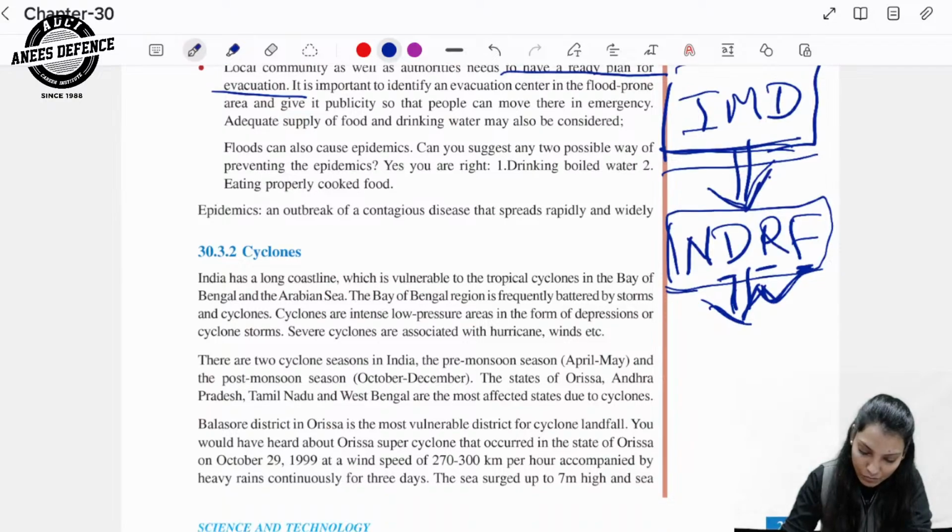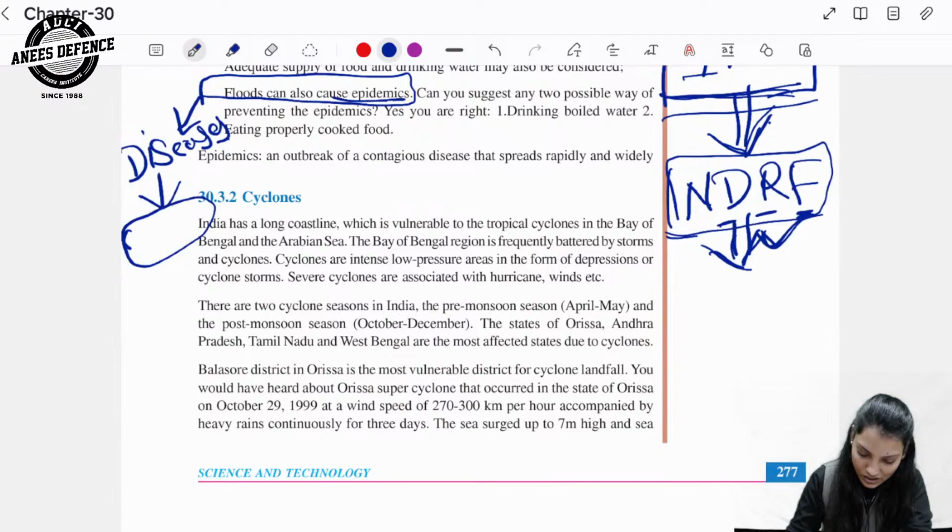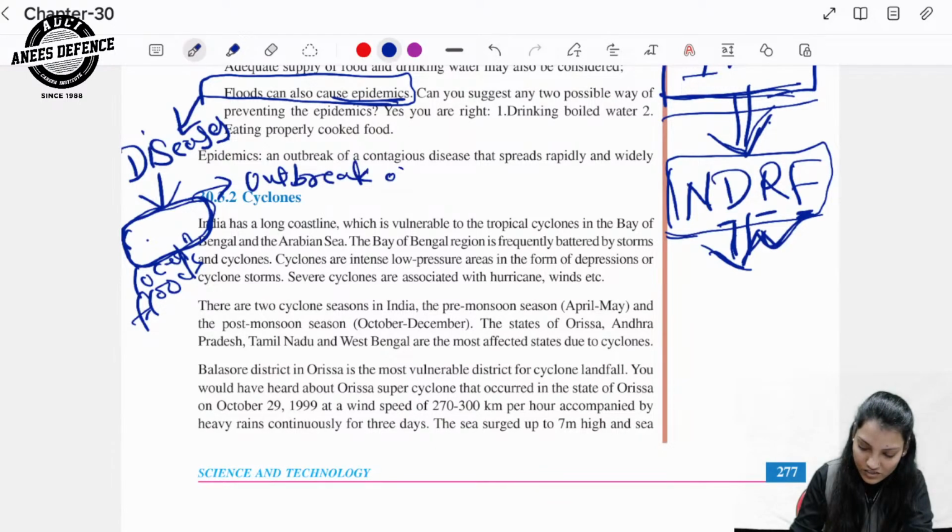Flood can also cause epidemics. Epidemics means what? Diseases which are restricted to a particular location. These are called epidemics. Suppose this is the location where we have a flood-like situation. In this area, after the flood, we can see the outbreak of diseases. So in that particular area, these diseases are called epidemics.